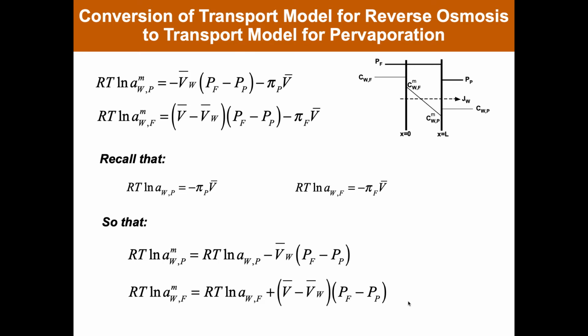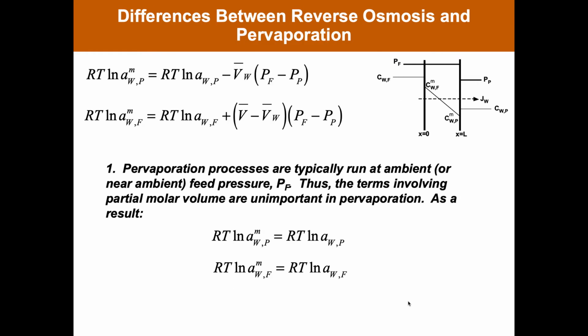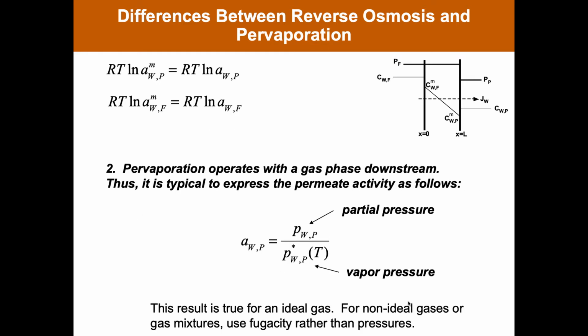And we work our way through the details that we've talked about for water and solvent transport of liquids through polymers. The reason we do this is to get to the bottom line that pervaporation is typically run at near ambient feed pressure. And then these terms involving partial molar volume and molar volume are unimportant. And we have these relationships between the activity of the water in the membrane on the permeate side and the activity in the external solution, and likewise in the feed.